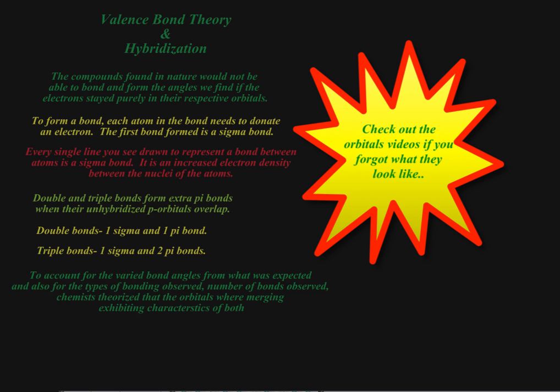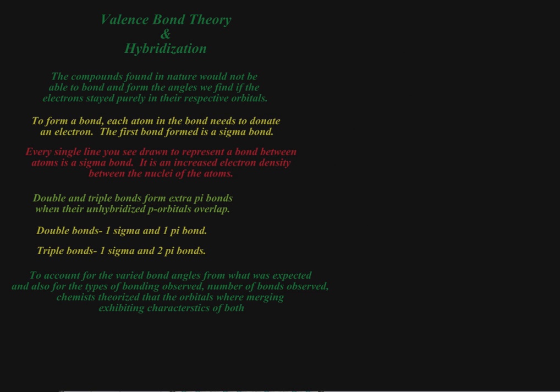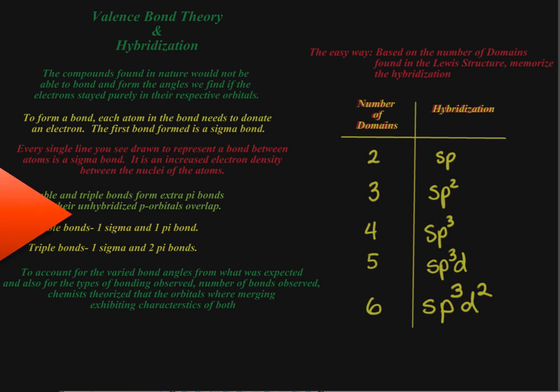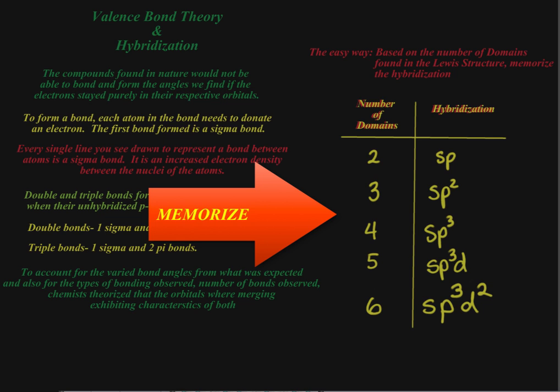Now there's an easy way to do this and there's a hard way to do this. Of course, most people want to know the easy way, and the easy way to look at this is to memorize, based on the number of domains found in the Lewis structure, the hybridization that you see. So if you're not very proficient in your VSEPR and your Lewis structures, you need to be by now, and it will affect your hybridization knowledge. What you need to do is memorize this table, okay? If nothing else, it'll help you check your work.